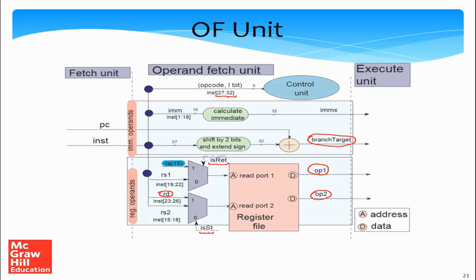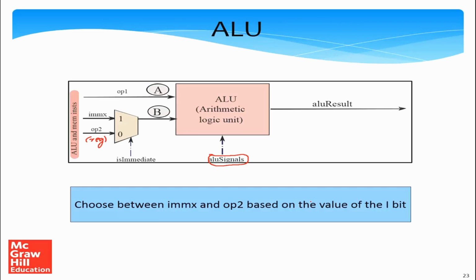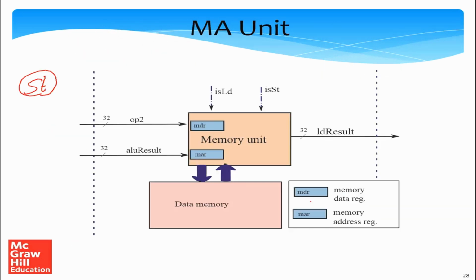Bits 23 to 26. If the instruction is a store, then this value will flow to the register file, and the output will be OP2. So OP2 contains the value that needs to be stored. This is the store value, and the memory address is there in the ALU result field. The ALU result field contains the address for both loads as well as stores.